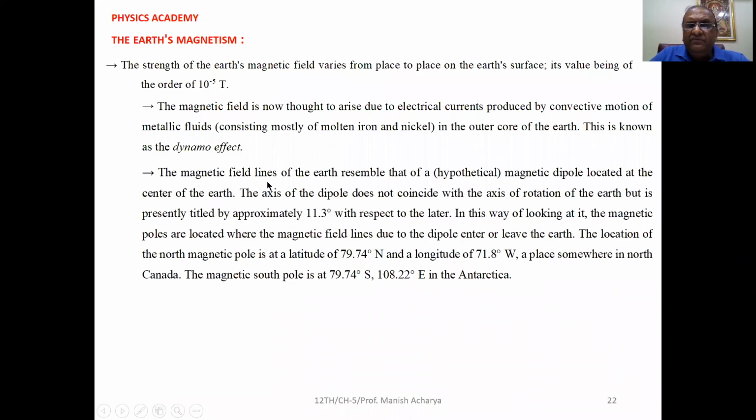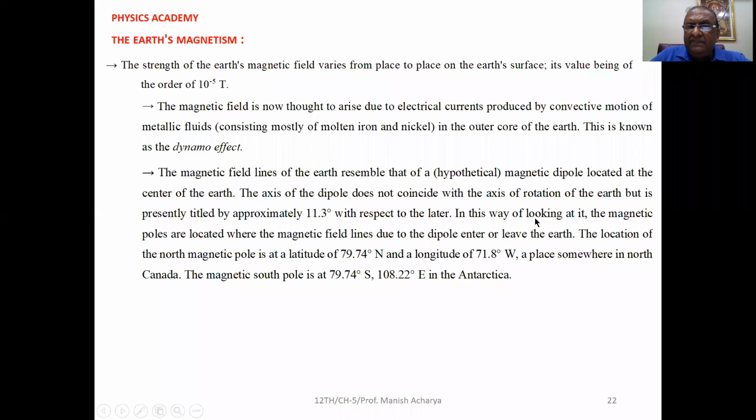Now the magnetic field lines of the Earth resemble that of a magnetic dipole located at the center of the Earth, and this is hypothetical. The axis of the dipole does not coincide with the axis of rotation of the Earth, but is presently tilted by approximately 11.3 degrees with respect to the latter.